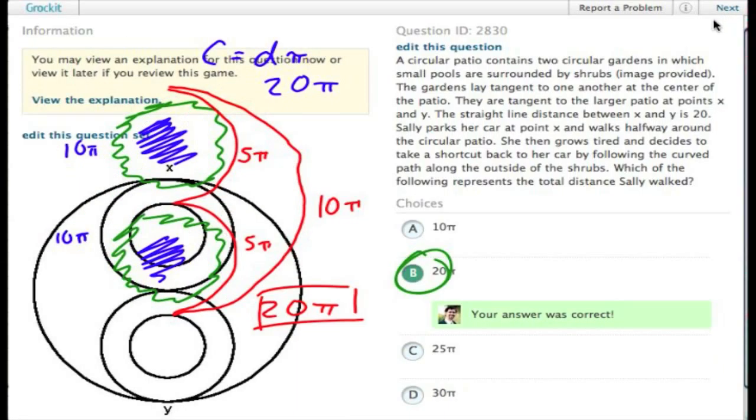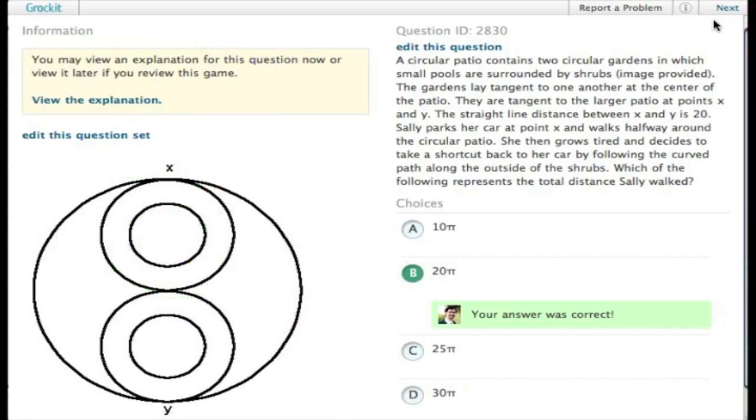And we are. Now the toughest part with this question is simply parsing the question and making sure that you know that the path that she took is this one right here. Once you do that, it's very easy to find the circumference of these two circles and then just add up all the values of 10, 5, and 5.